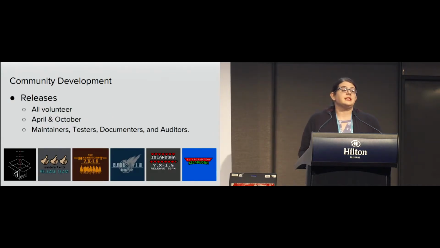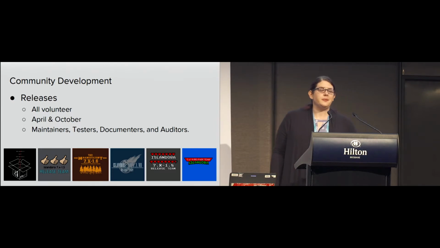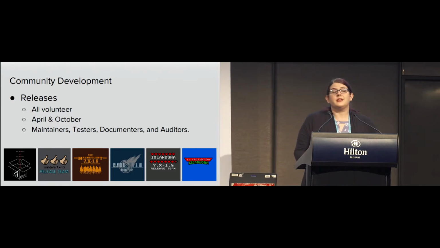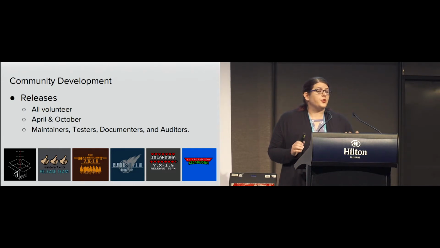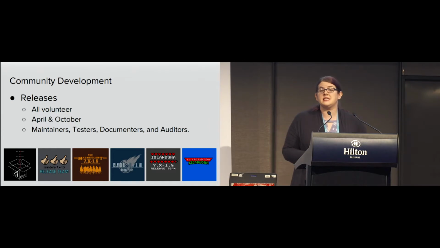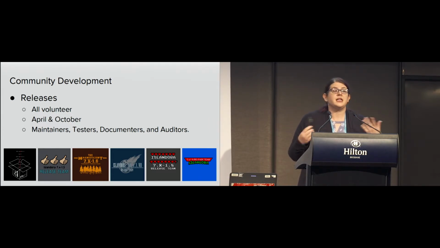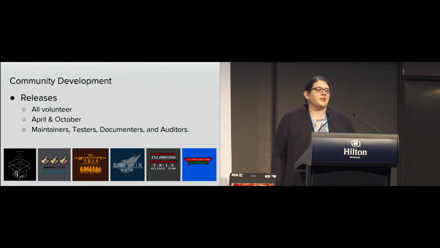In terms of releases, Islandora Claw is steaming towards its first release tomorrow, but Islandora 7X is still being released twice yearly in April and October, and this is done entirely by volunteers. So we tend to have around 40 to 45 people from our community, and dozens of institutions come together and they test, they document, they audit our licenses and our README files, they maintain our code between releases. And these are just some of the logos from our various release teams since we started this.